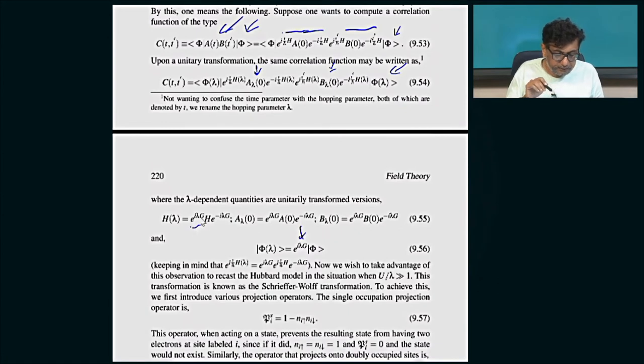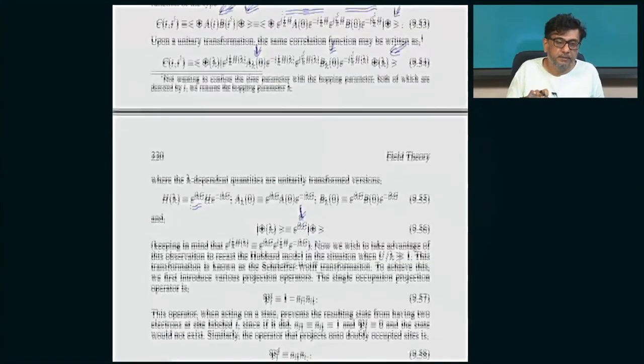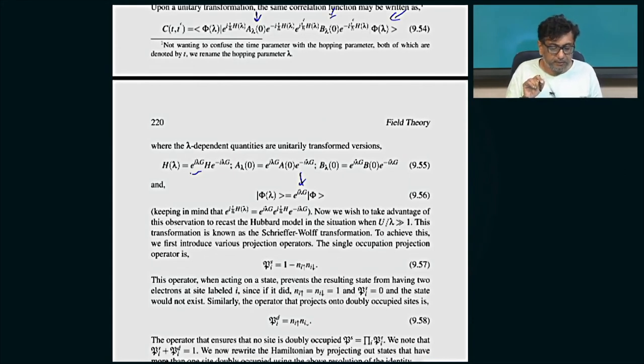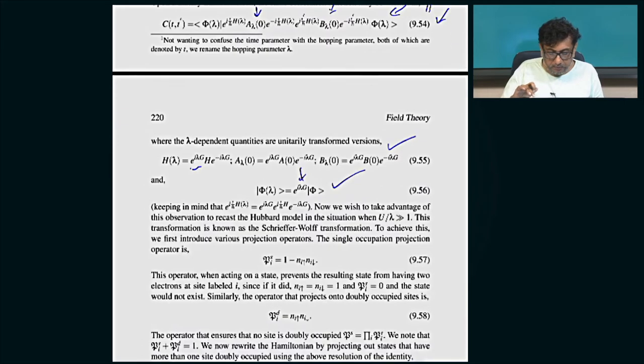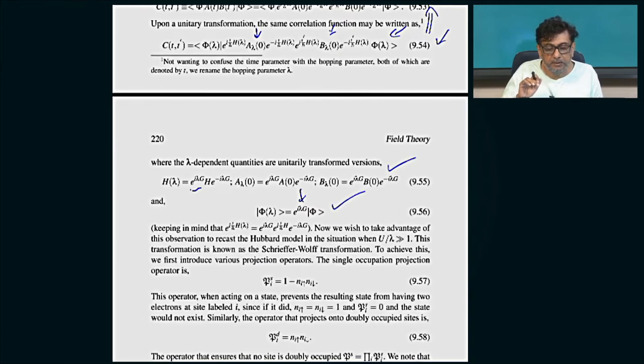So, if e raised to i lambda g, where g is the generator of the unitary transformation, is the unitary operator which implements that transformation, then it is just a mathematical identity for you to substitute 9.55 and 9.56 into 9.54 and verify that 9.54 reduces exactly to 9.53. That is a trivial activity, I am not going to do it. That observation is important because it enables me to construct a unitarily transformed Hamiltonian to study my physics rather than the original Hamiltonian.